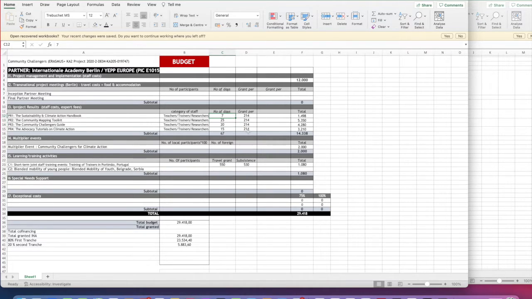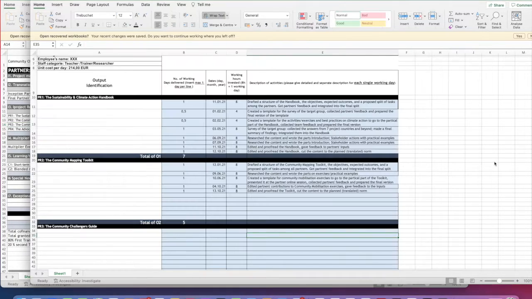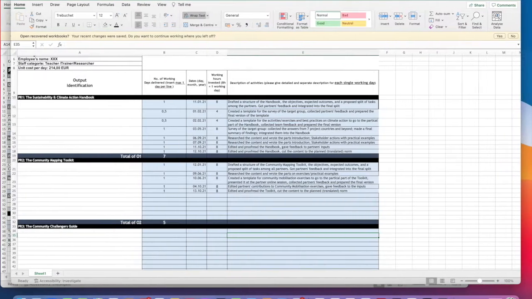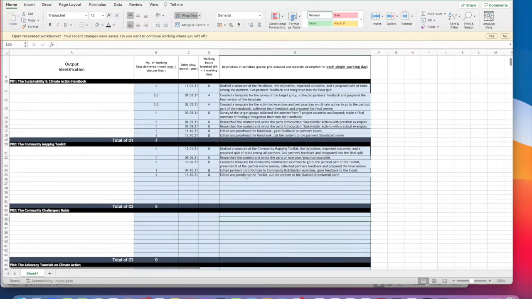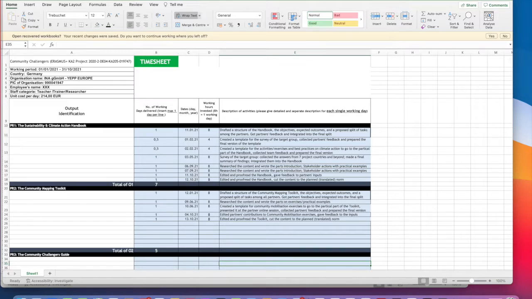So you know when you fill in the timesheet that you get paid a maximum of 25 days for the work on this second project result and a maximum of 20 days for the third one, etc. So this is it about the timesheet, and again in the administration and project management handbook there are also details about the different documents related to the production of project results.